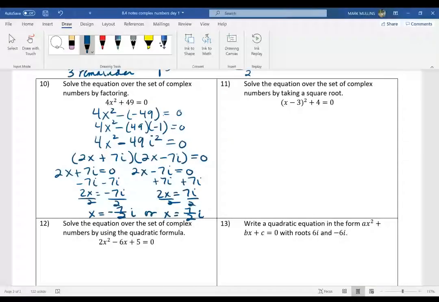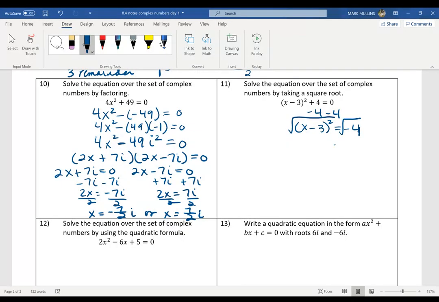So on 11, we're going to solve by taking a square root. So I'm going to start by subtracting 4 on both sides. It's nice we're getting a little review of chapter 4 as well, and all the different solving we had for quadratics. It's not going away. We're just building on that right now. So we're getting extra practice. And then I need to square root both sides.